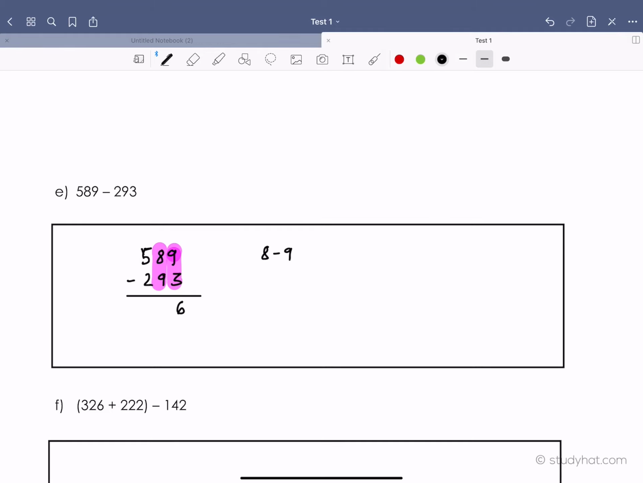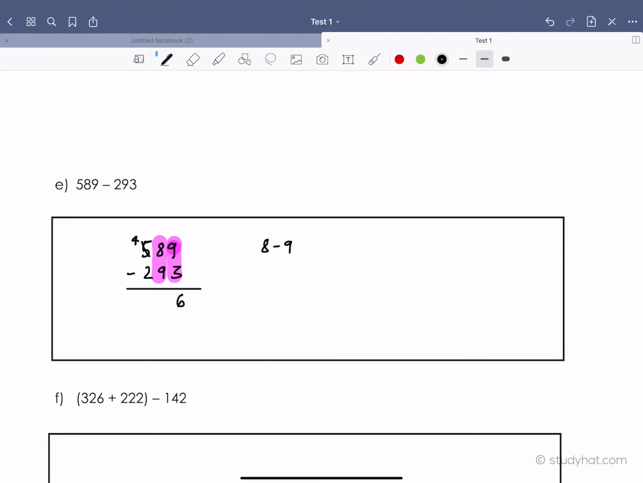So what we do is we borrow from the next column and we borrow a 1. So this 5 now becomes a 4, and this 1 adds here to the 8 to make 18. So now we've got 18 minus 9, which is 9. And then 4 minus 2, which is 2.